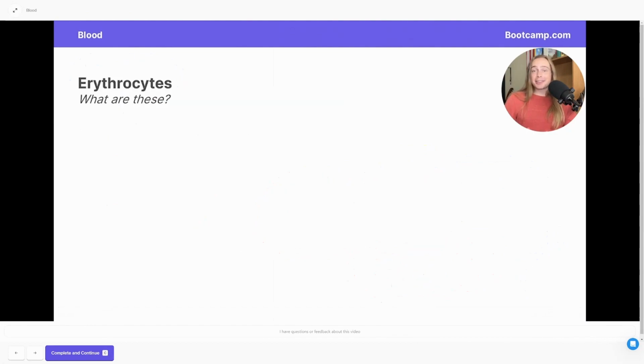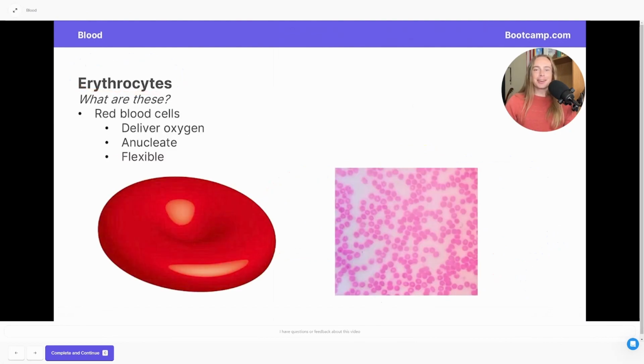Now on to our last component of blood, erythrocytes. Based off of this name, what do you think erythrocytes are? Great, if we break down this name, we see that cytes means cells and eryth means red. So these are our red blood cells.